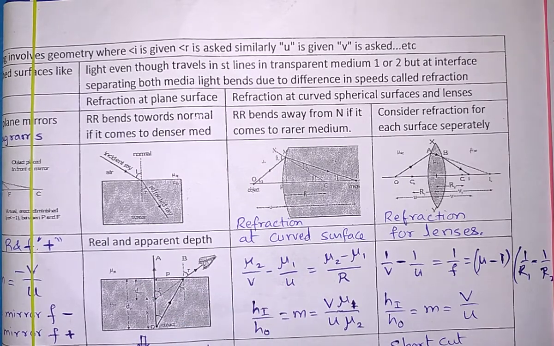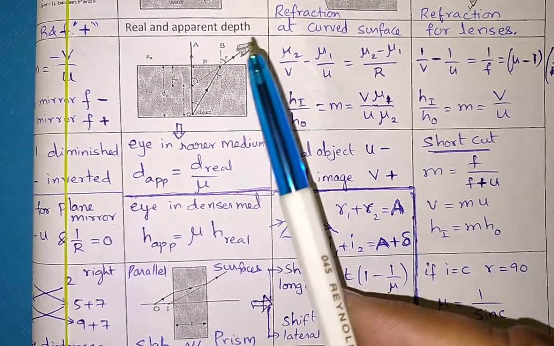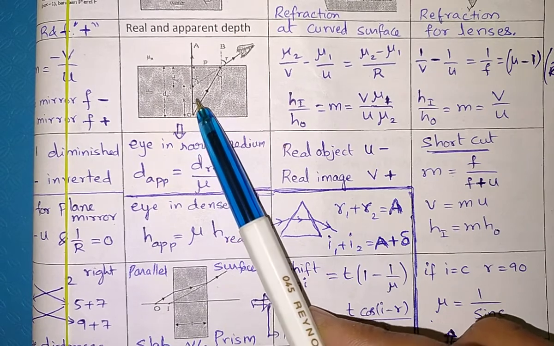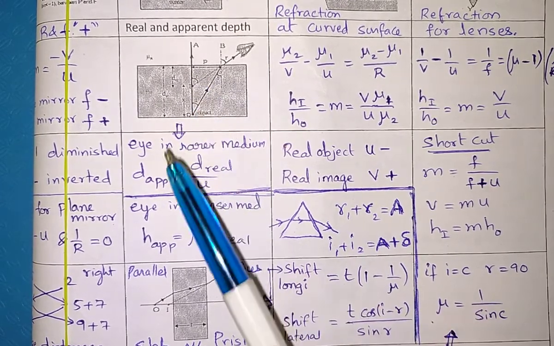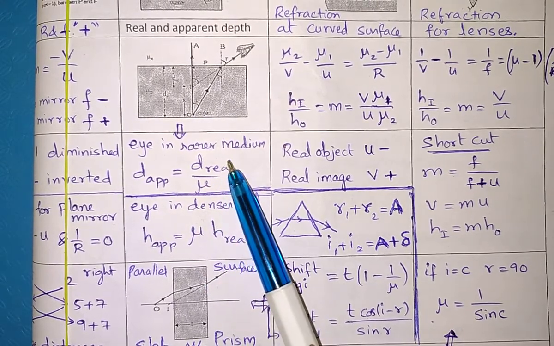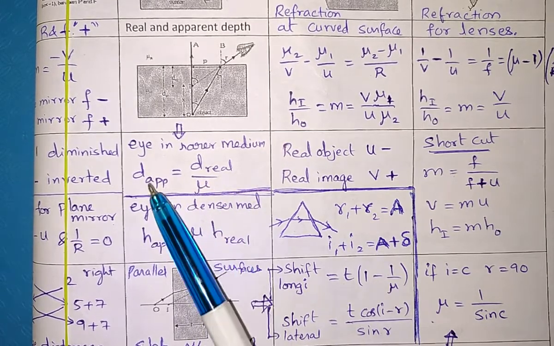So at plane surface we'll talk now first. If our eye is in rarer medium, then the object appears to be shifted upwards, that is towards the interface. Then apparent depth will be less than real depth. Real depth divided by mu will give you apparent depth. We are not deriving the formula, we are by hearting the formula.